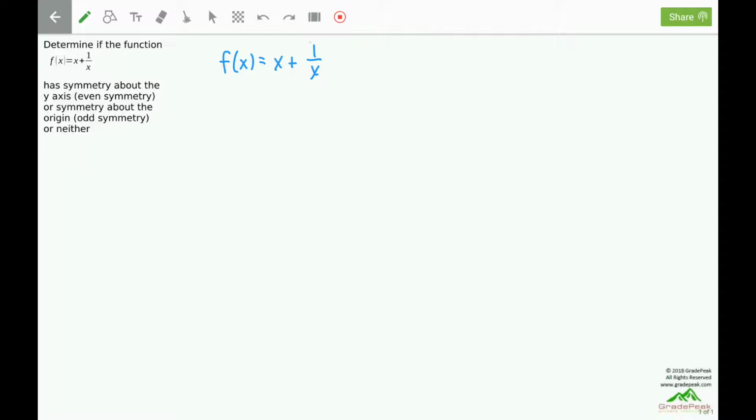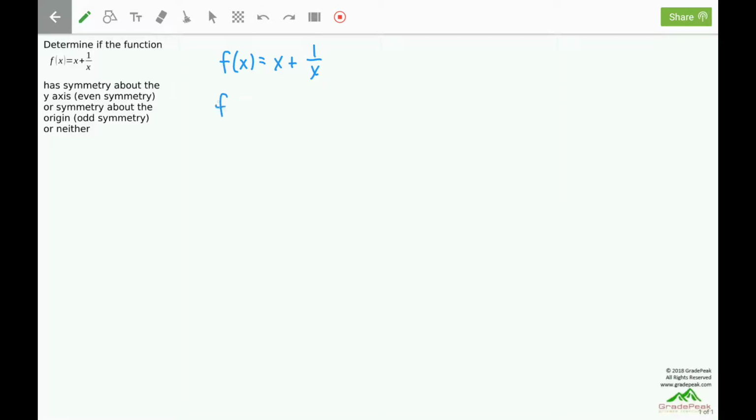The fraction has a constant, which is always even symmetry, divided by x to an odd power, which is odd. Even divided by odd will always be odd, plus x to an odd power. It is therefore expected to have origin odd symmetry.